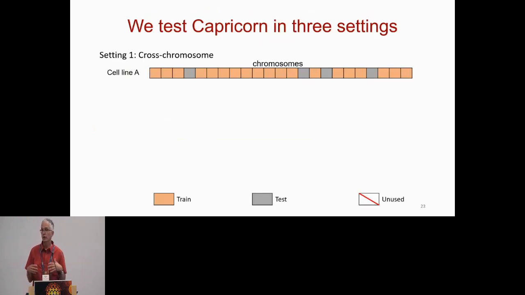Okay, so then we had to test Capricorn. There is always some uncertainty about the best way to do these kinds of tests, and if you look in the literature, people do it different ways, so we just tried to do it all the ways, so we made sure we cover all the bases.